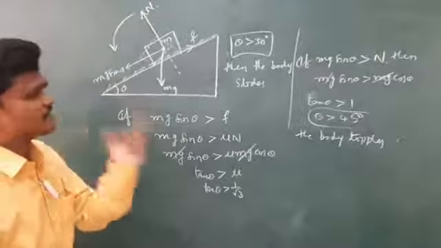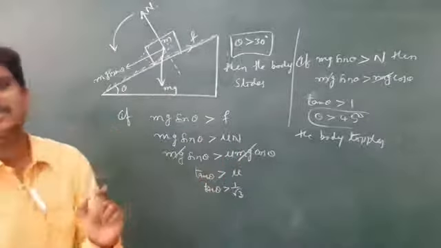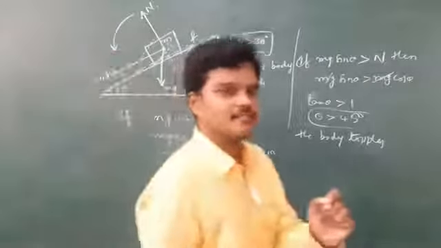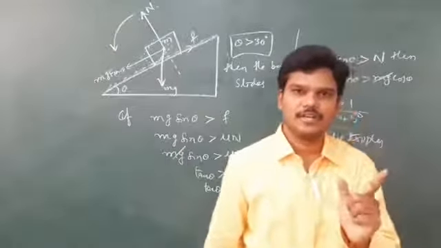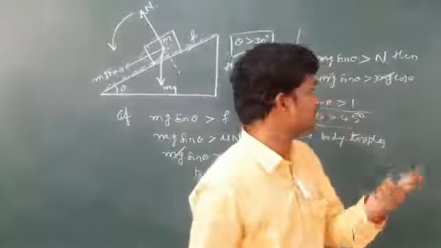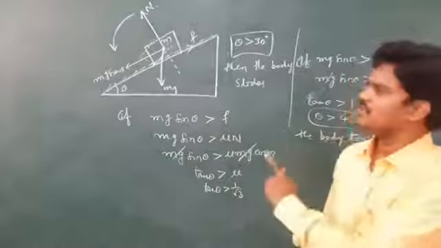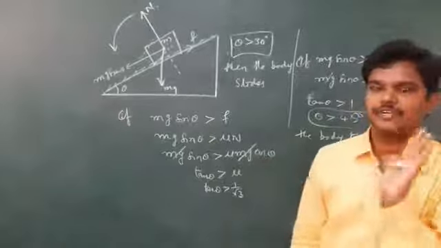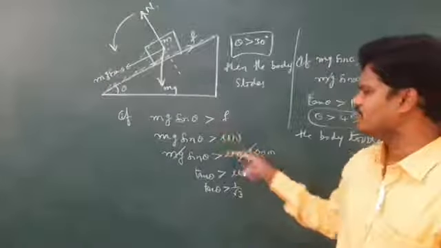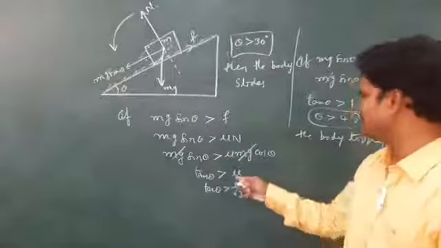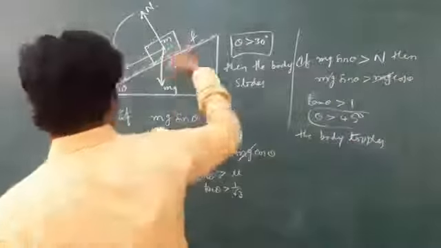So first the body slides. From 30 to 45 degrees, the body slides. Once it is greater than 45 degrees, the body is ready to topple. Once theta is greater than 45, the body topples. So first the body slides, next the body topples. If they do not give this mu, we can follow the same process. You will get mu and some other value here, if any size is given.